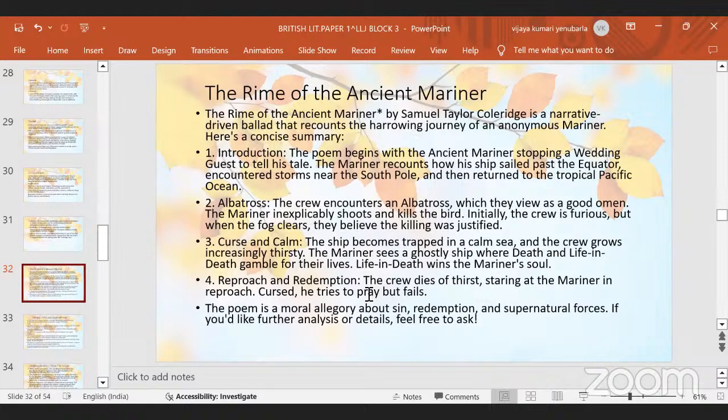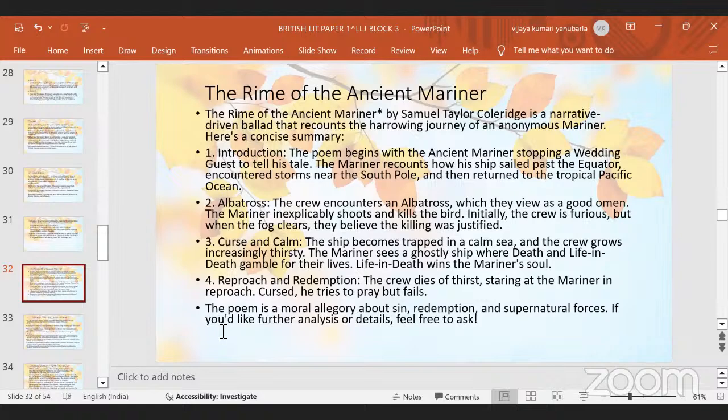Reproach and redemption. The crew dies of thirst, staring at the mariner in reproach. Cursed, he tries to pray but fails. So now all are watching him because he's the person who created all these things in their view, that he killed the albatross. That's why nature stopped helping them. Nature is taking revenge. Nature is giving punishment. So now he started thinking and he feels cursed, and now he is repenting. The poem is a moral allegory about sin, redemption, and supernatural forces.